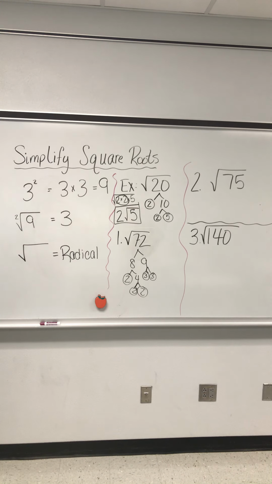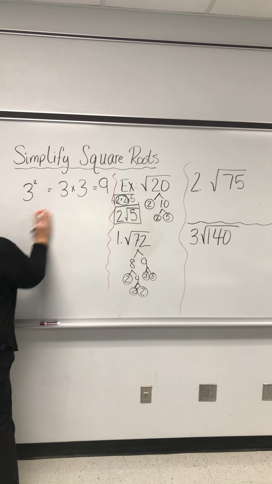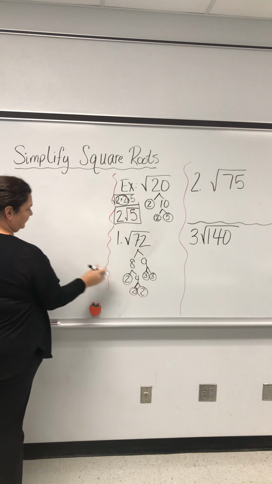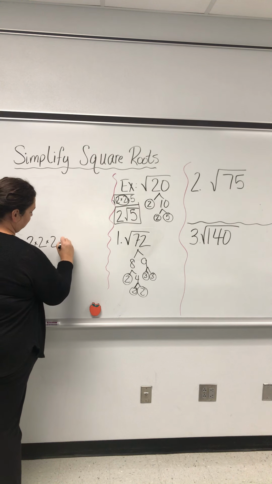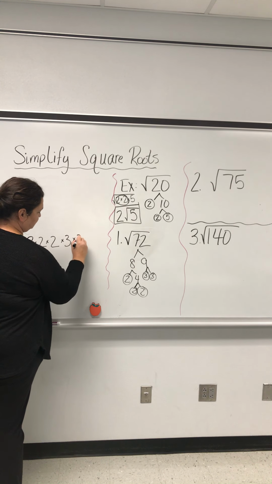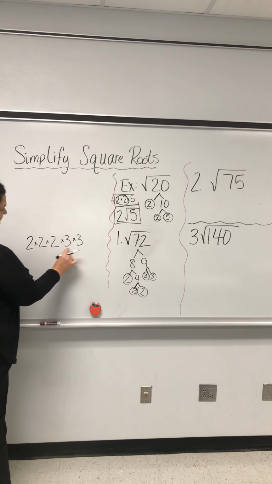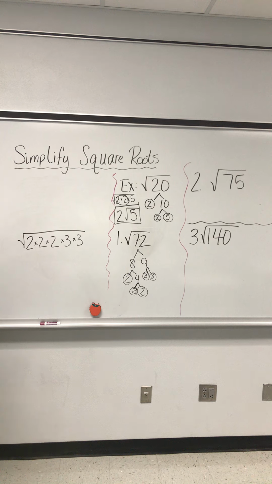So here we have 5 numbers. I'm going to write over here so we can get a little more space for us. So for here, we can write 2 times 2 times 2 times 3 times 3. 1, 2, 3, 4, 5. Good. Now we'll put our square root sign because we are simplifying the square root of 72.